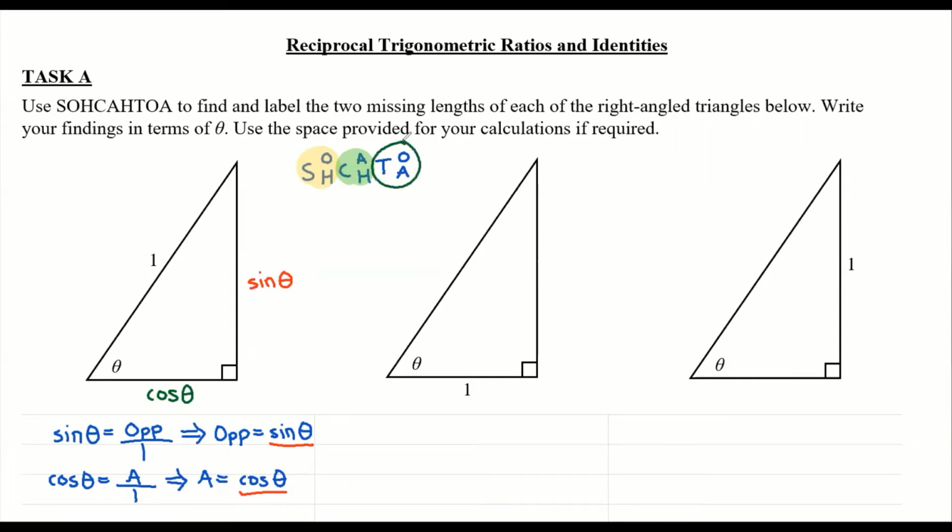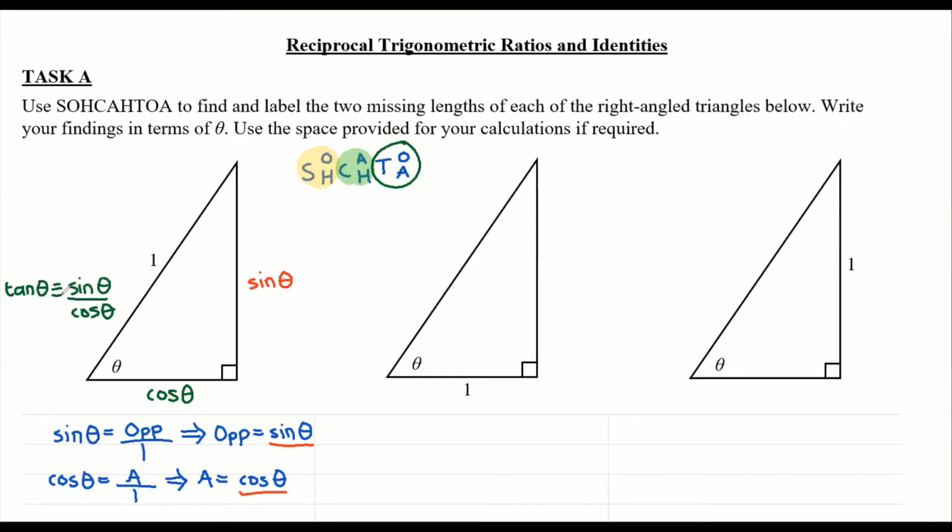So we can see clearly now that tan of theta must equal the opposite over the adjacent, which is, of course, sine theta over cos theta. And this is true for all values of theta. So this is an identity. Okay. And we can also use Pythagoras' theorem here.